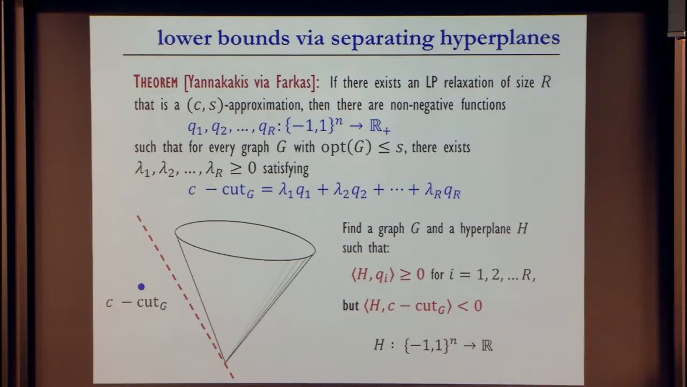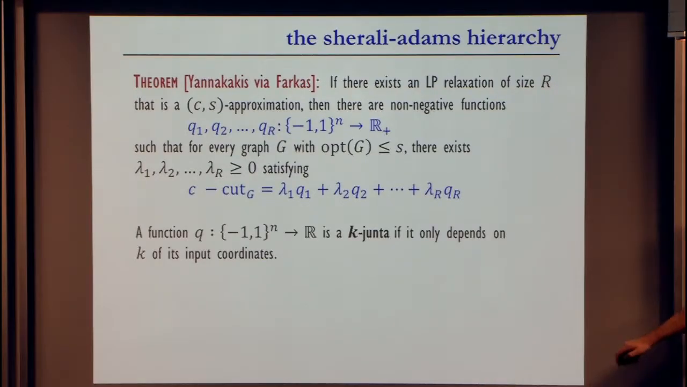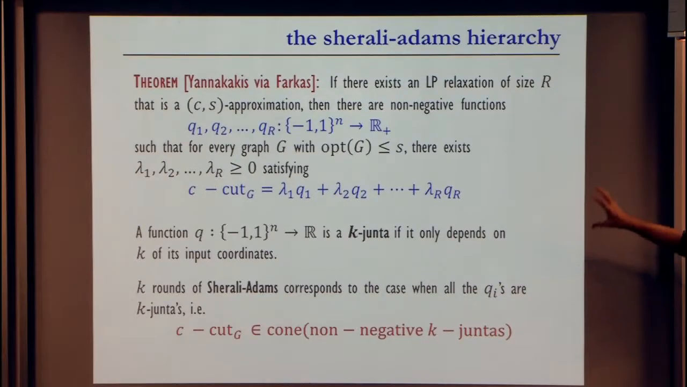Okay. All right, so now I told you how we're going to prove a lower bound, and I said we're going to use the Sherali-Adams hierarchy. So what is Sherali-Adams? In this setup, Sherali-Adams actually has a very beautiful, clean description. Here's a definition we've seen already. A function is a k-junta if the function depends on only k of its input coordinates. And now, Sherali-Adams for k rounds corresponds exactly to this setup where the functions can be any non-negative k-juntas.